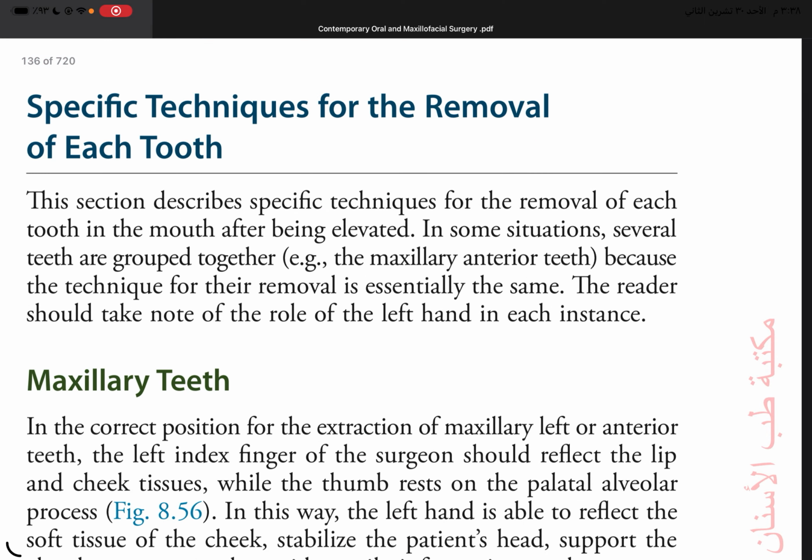Specific techniques for the removal of each tooth. This section describes specific techniques for the removal of each tooth in the mouth after being elevated. In some situations, several teeth are grouped together, such as the maxillary anterior teeth, because the technique for their removal is essentially the same. The reader should take note of the role of the left hand in each instance.